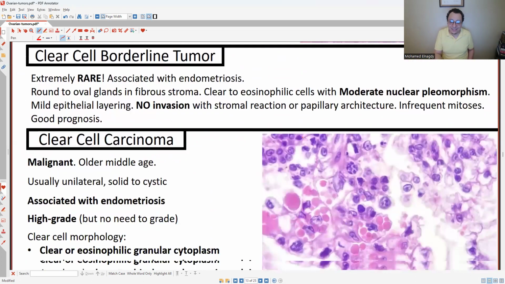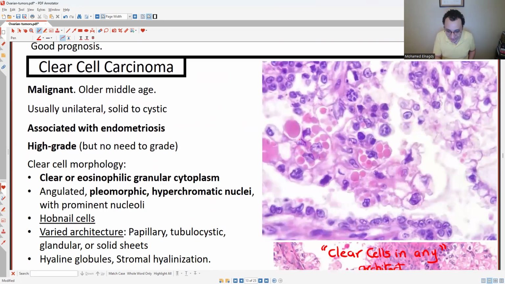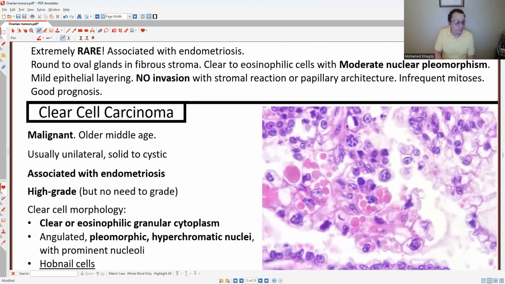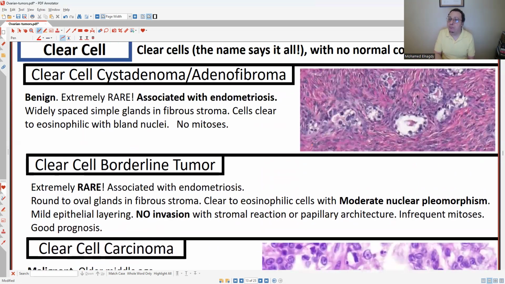Lastly, clear cell. So now we're done with half of the notes. We're halfway. Okay, so lastly, clear cell carcinoma. Please don't even bother reading clear cell cystadenoma or clear cell borderline tumor. I'm sorry, that's a waste of time.